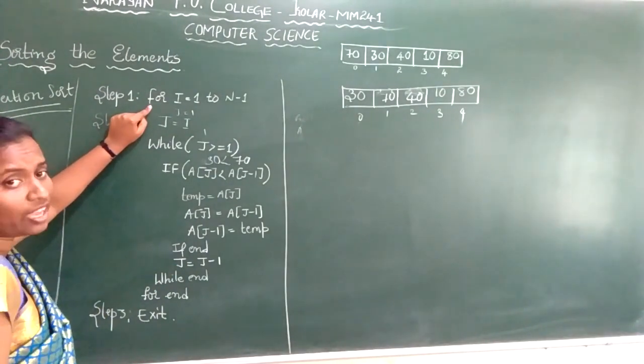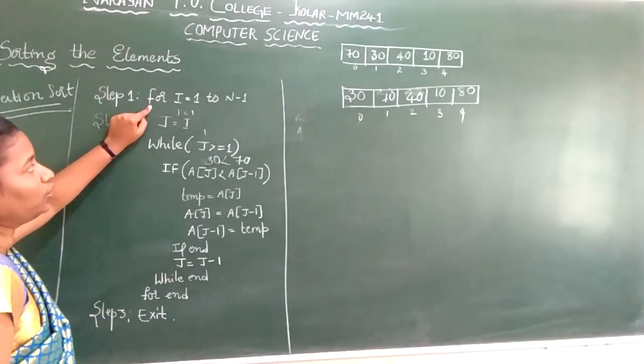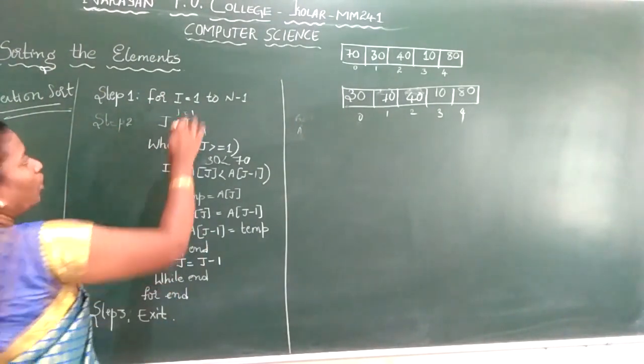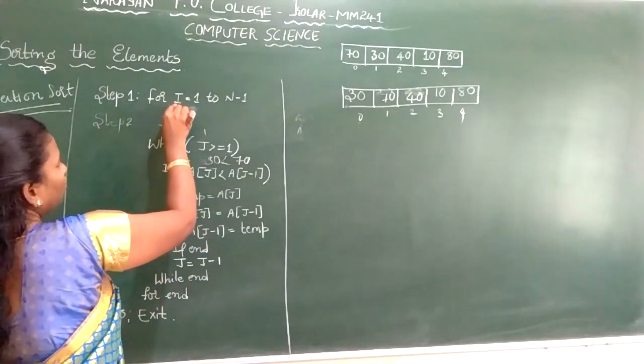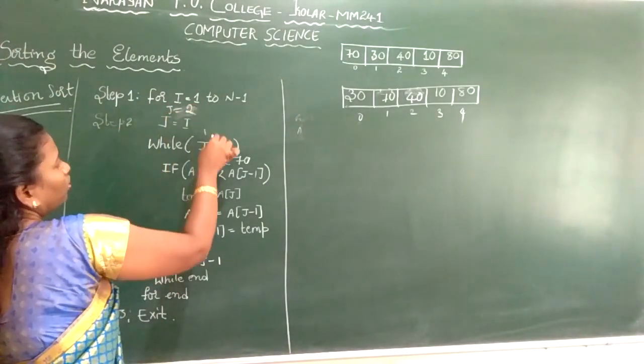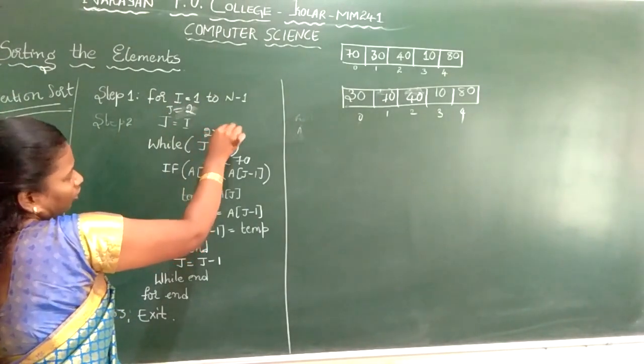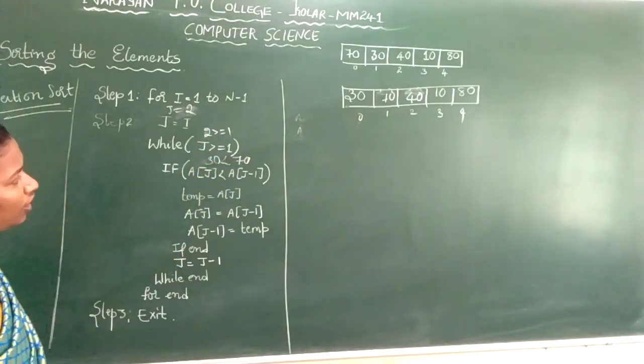For loop, now i value gets incremented from 1 to 2. Now what is the i value? i value is 2. So j is equal to 2. So 2 is greater than or equal to 1. Yes, 2 is greater than or equal to 1.